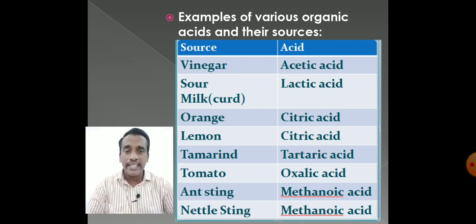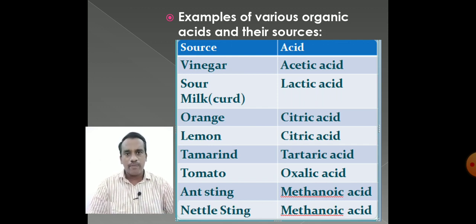The second organic acid: when curd is left for one more day, it becomes too sour, because the acid generated is lactic acid. Oranges and lemons contain citric acid, and tartaric acid is extracted from tamarind, which makes the dish delicious for you. And the tomato contains oxalic acid.